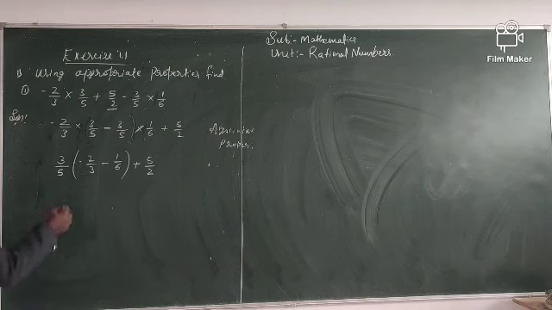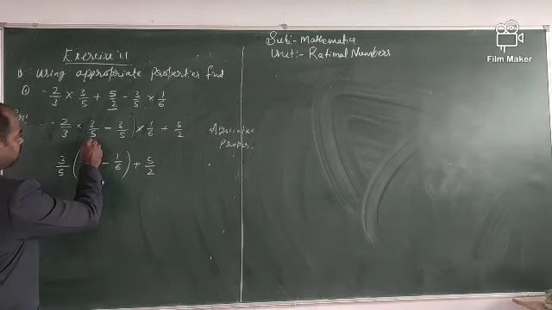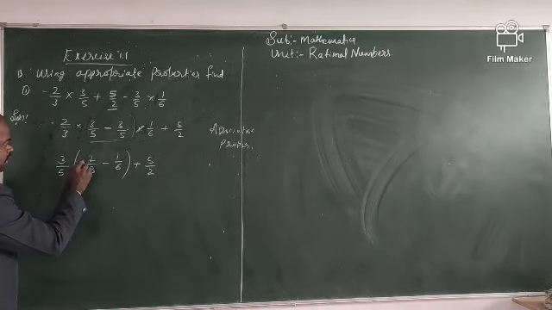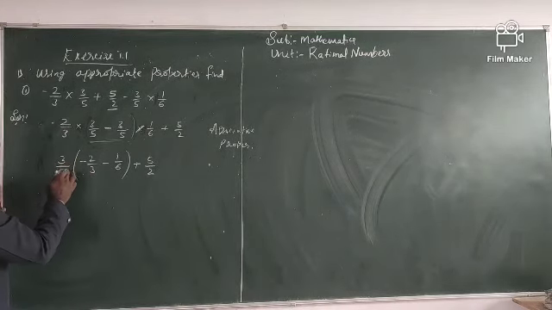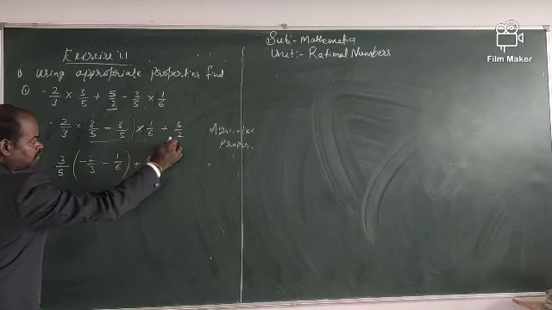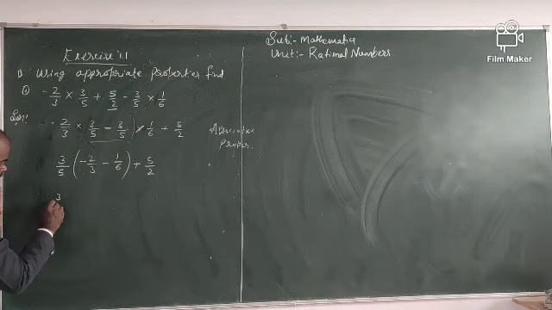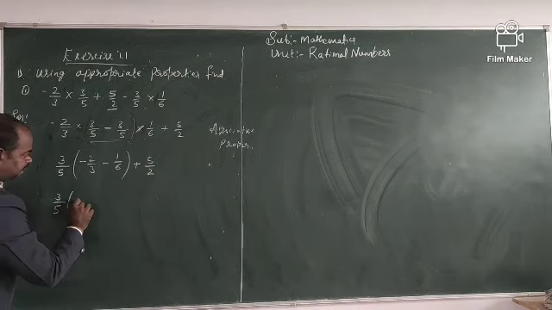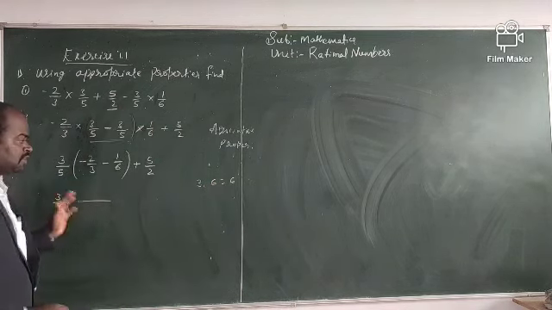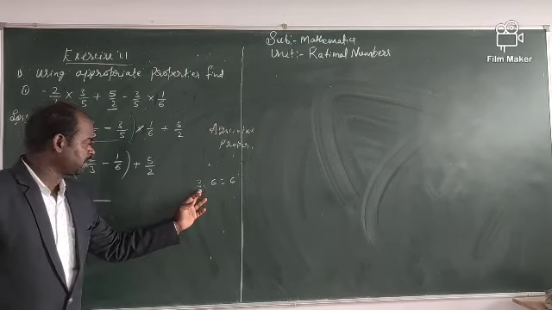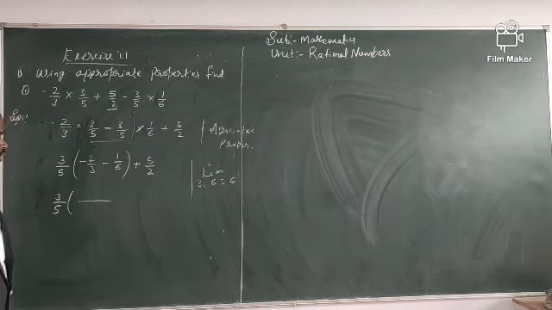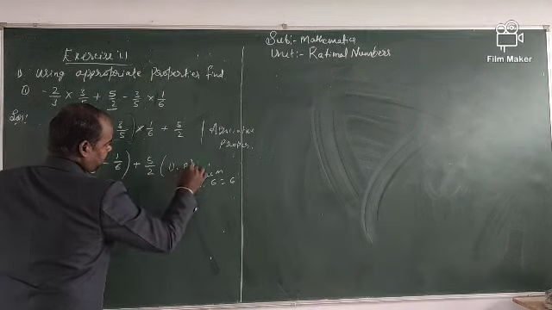Next, 3 by 5 is common here. Take 3 by 5 out, and the remainder is minus 2 by 3 minus 1 by 6, plus 5 by 2. Now take the LCM of 3 and 6. The LCM of 3 and 6 is 6, because these two are multiples. Understood? Here it is in the form of distributive property.